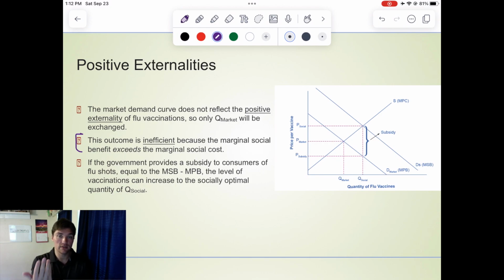So how you're going to do this is you're going to give them a subsidy. By giving them a subsidy, you're able to basically increase their price to where they're making more money, and you could lower the market price for the consumer. Okay, so if the government provides a subsidy to consumers for the flu shots, what's going to happen here is firms will get the extra price and consumers will get a lower price. Okay? So this can actually lead to the social optimal.